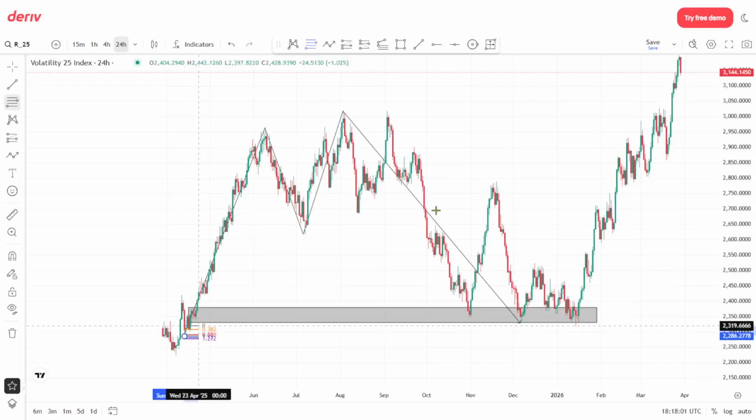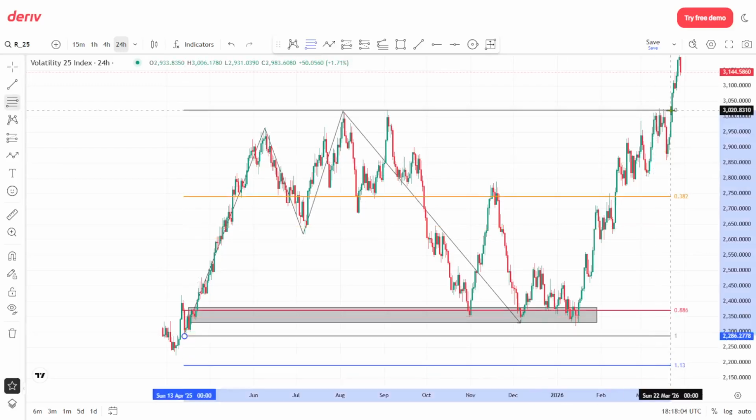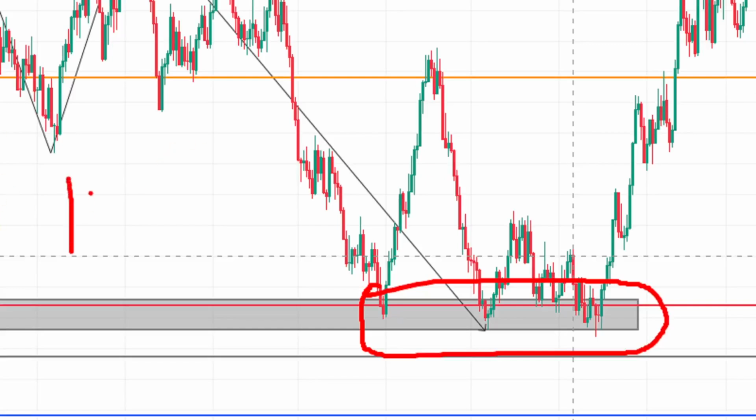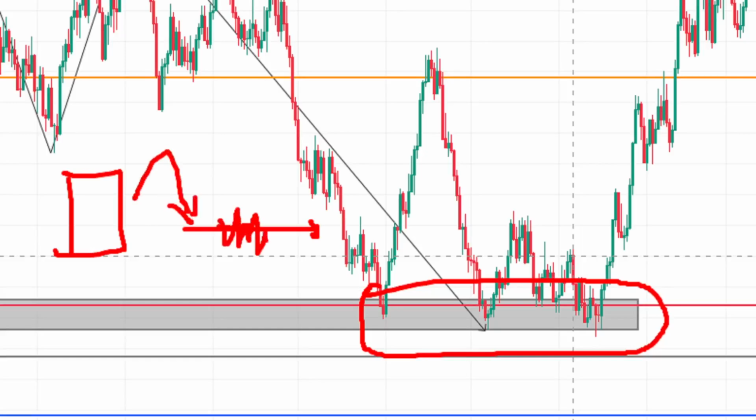Now what I did was, there are two types of entry I used here. I used both a confirmation entry and also an aggressive entry at this zone. Because one thing about harmonics is that once the Fibonacci ratio aligns perfectly with the key level, this is the key level right here, and this is the Fibonacci ratio, once these two things align perfectly well, you don't need to wait for any confirmation. Just place your entry at that point, whatever price you want to do, let it do here.